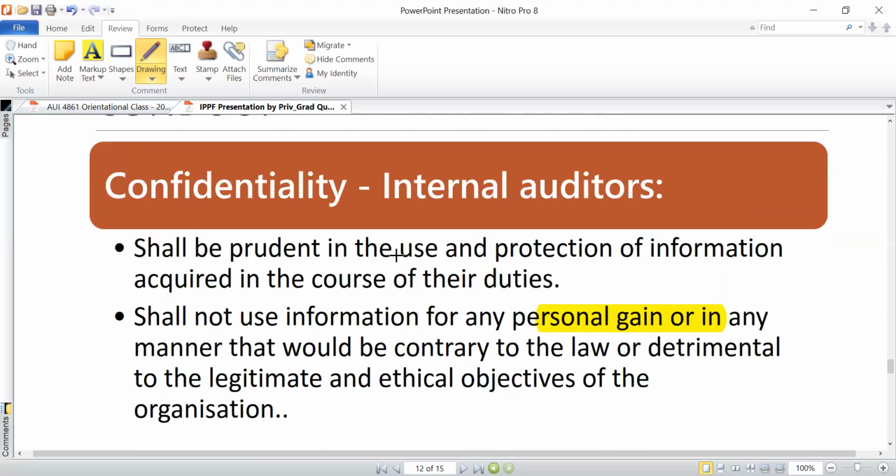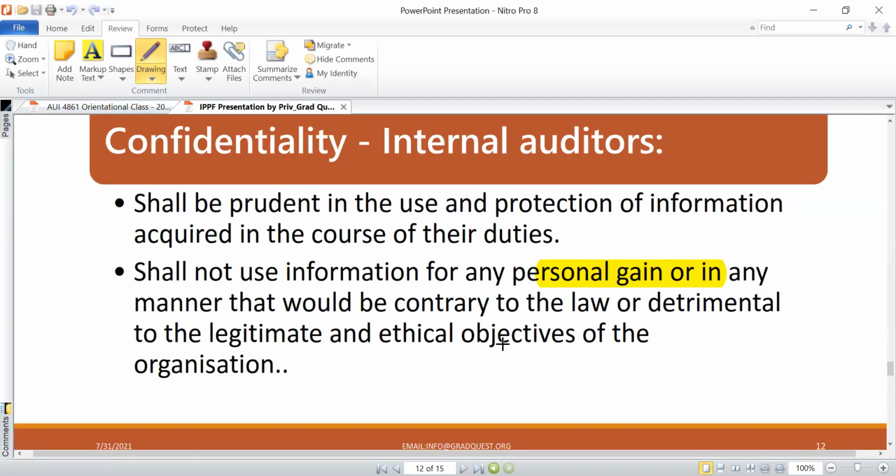Confidentiality, like I'd already explained earlier: we shall be prudent in the use and protection of information acquired in the course of our duties. We shall not use the information for personal gain, neither shall we use it in a way that is contrary to the law or contrary to the legitimate and ethical objectives of the organization. Right. Very important aspects to consider.